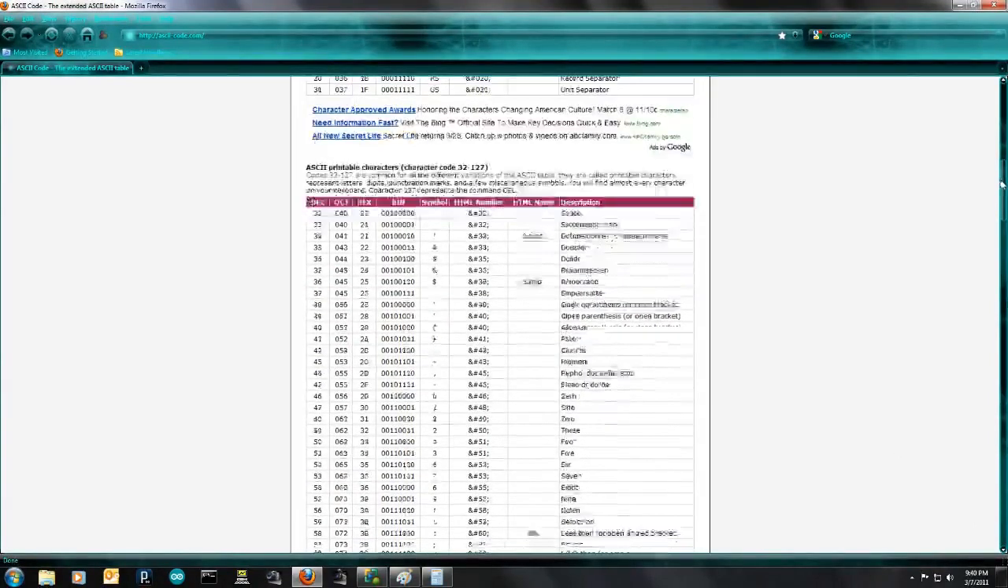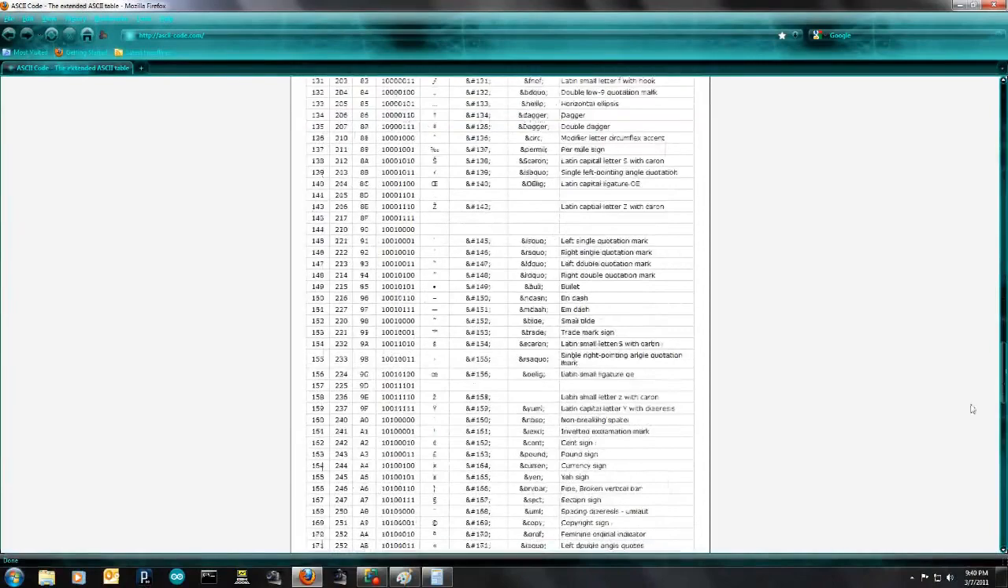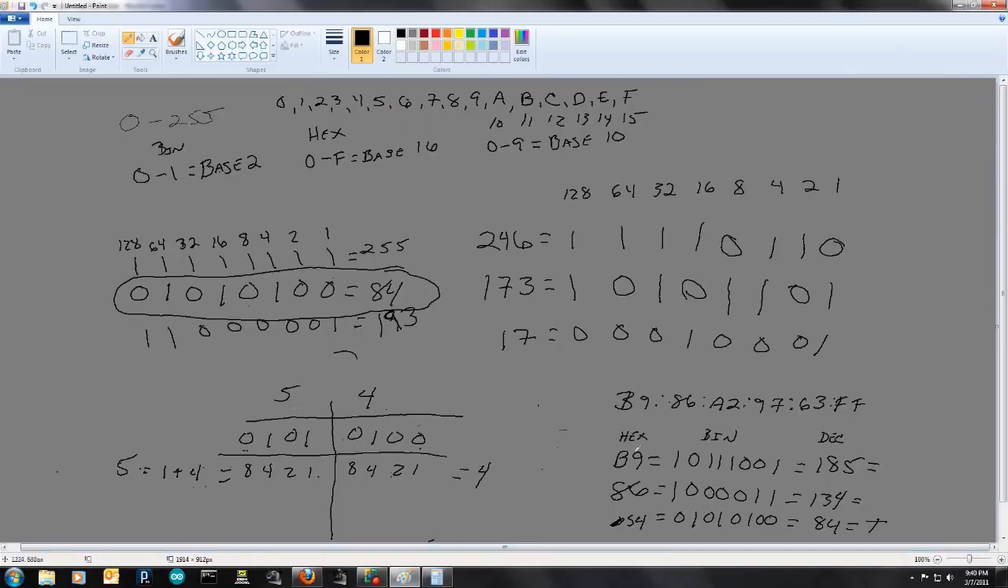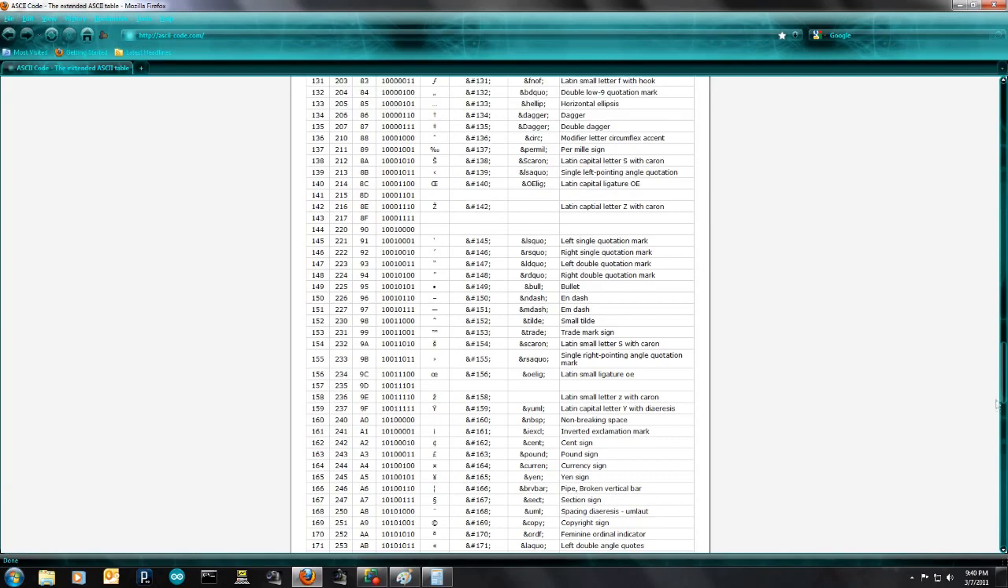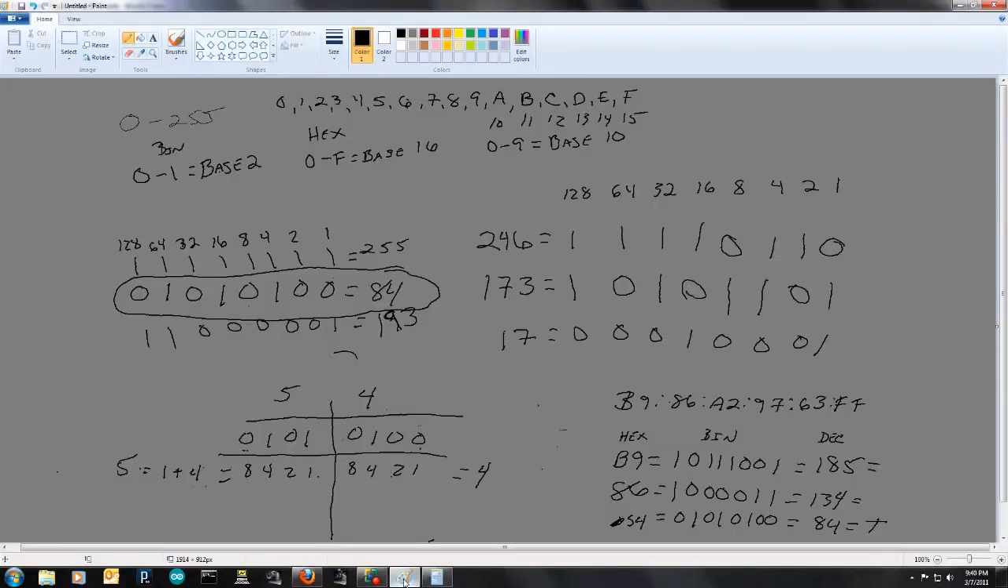Printable characters. And here's our extended characters. So let's go back here. We've got B9 and 86, or 185 and 134. You notice they give you the decimal, the number, the hex, the binary, the symbol. So they give you pretty much everything. So once again, we'll go B9 and 86.